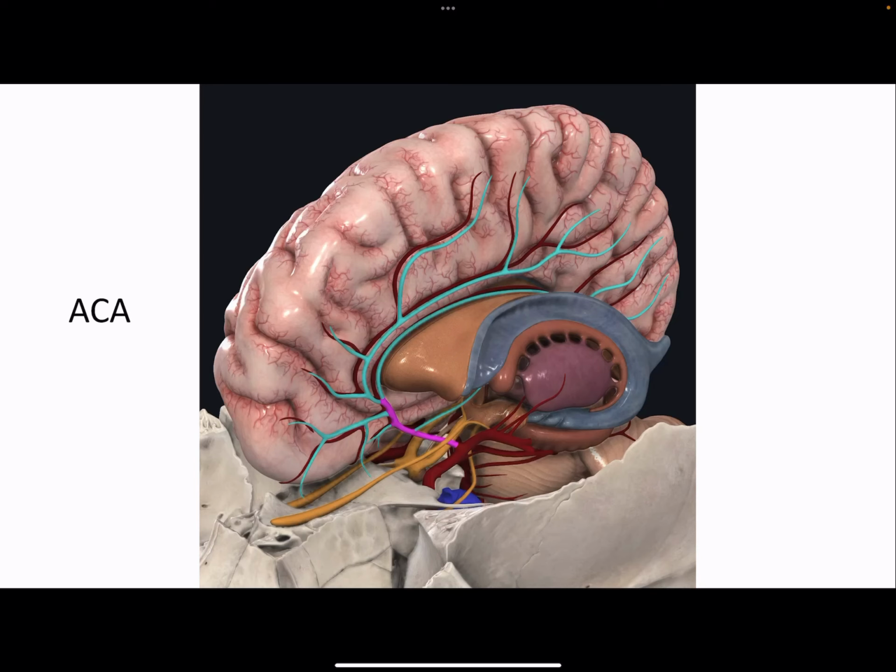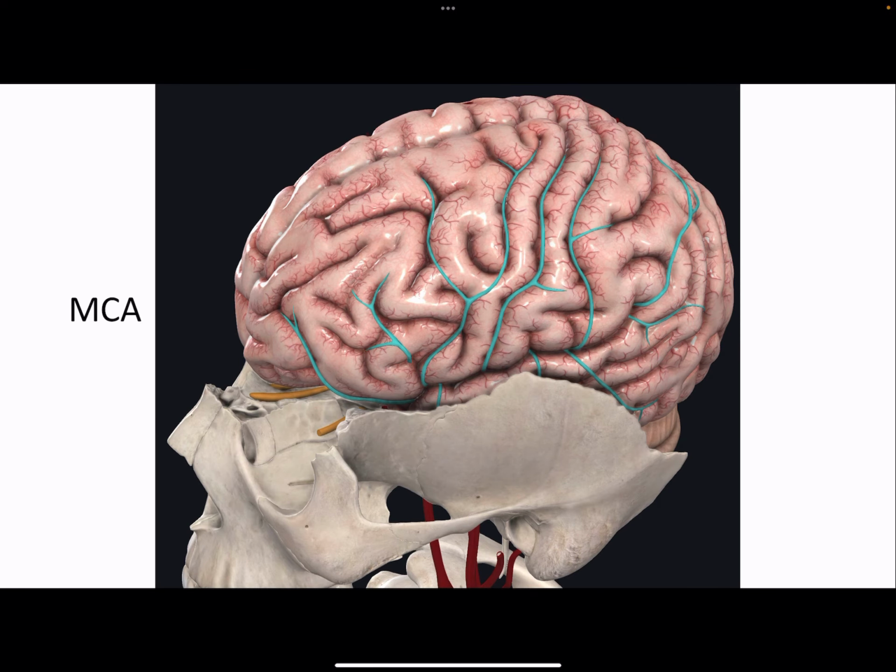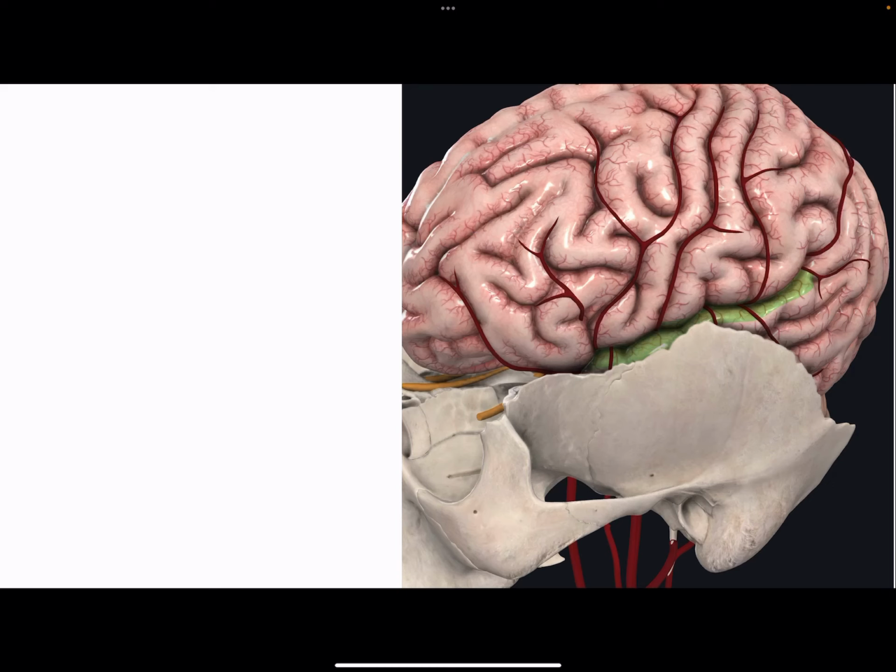The ACA is going to go right here above the corpus callosum. Right there above the corpus callosum, it's easy. The MCA is going to go right along this little sylvian fissure, this lateral fissure, and supply the lateral cortex. It's going to supply a slightly larger region, but for the most part, just the lateral side of the brain, of the cortex. We can see it there, and we can see it there. Again, that's all MCA right there.